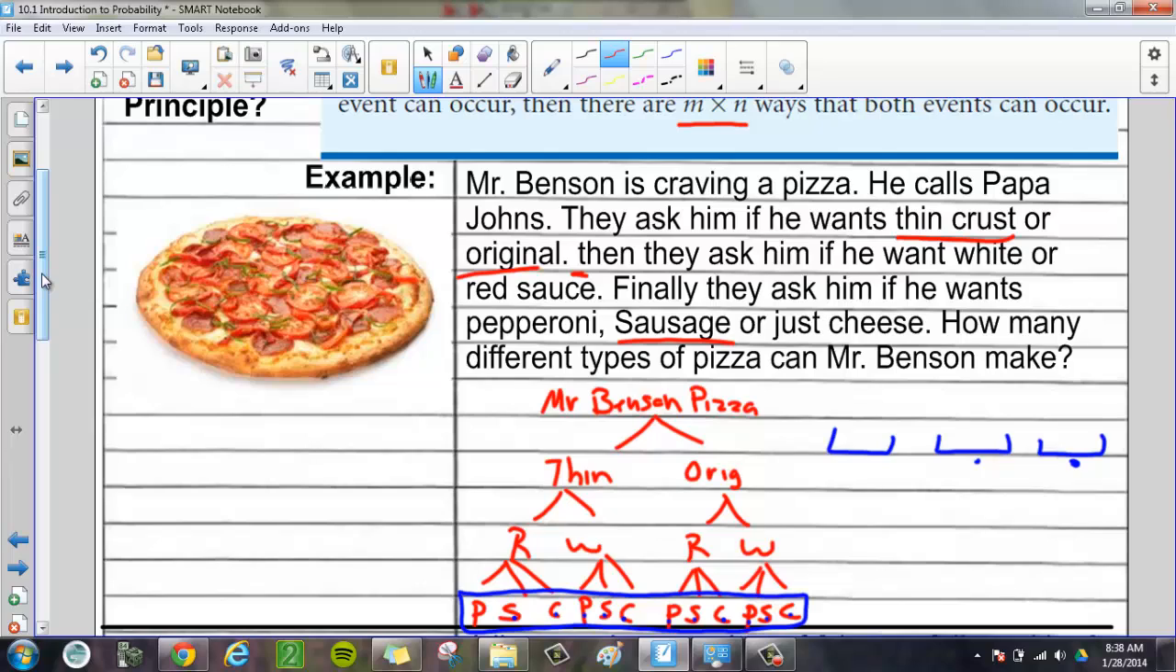Well, for the first bucket, the crust, I had 2 options. And the second bucket, when I asked the type of sauce, I had 2 options again. And the third bucket said pepperoni, sausage, or cheese. Well, that gives me 3 options, and all you have to do is multiply the buckets. So what's 2 times 2 times 3? Well, 2 times 2 is 4 times 3, which is equal to 12. So there are 12 different options for Mr.